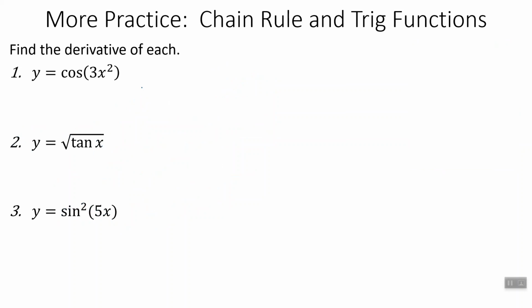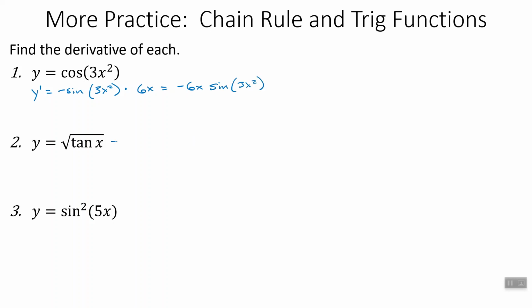All right, so some more practice with trig, because I know we struggle with trig, so we want to find the derivative of each one. So y prime here will be the derivative of cosine, negative sine, leave the inside the same, times the derivative of the inside, which is going to be 6x. We usually write it with the 6x in front then, so it's going to be negative 6x times the sine of 3x squared.